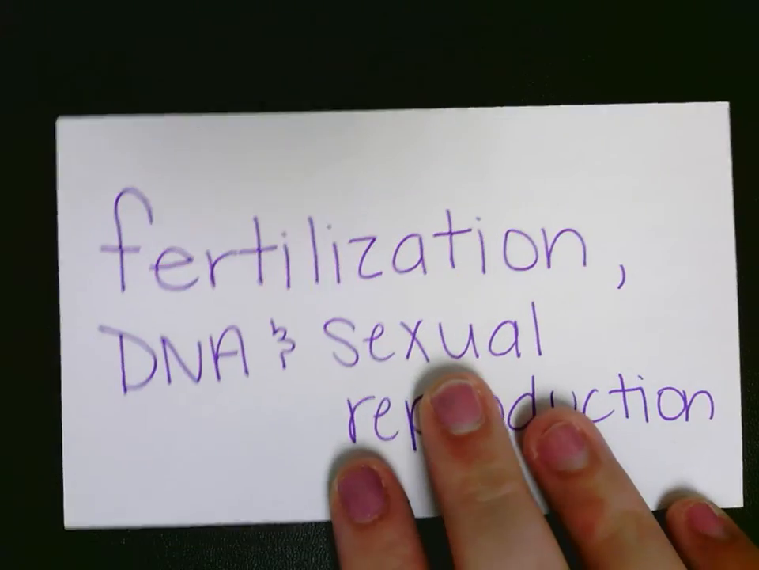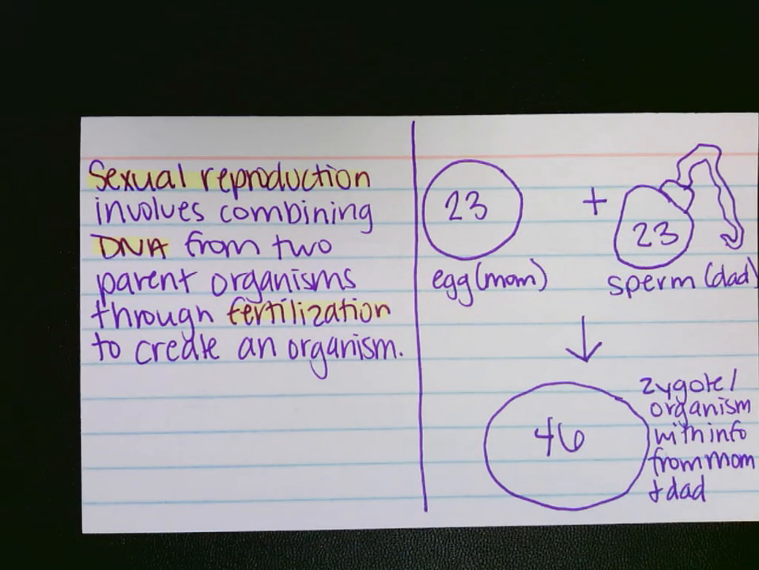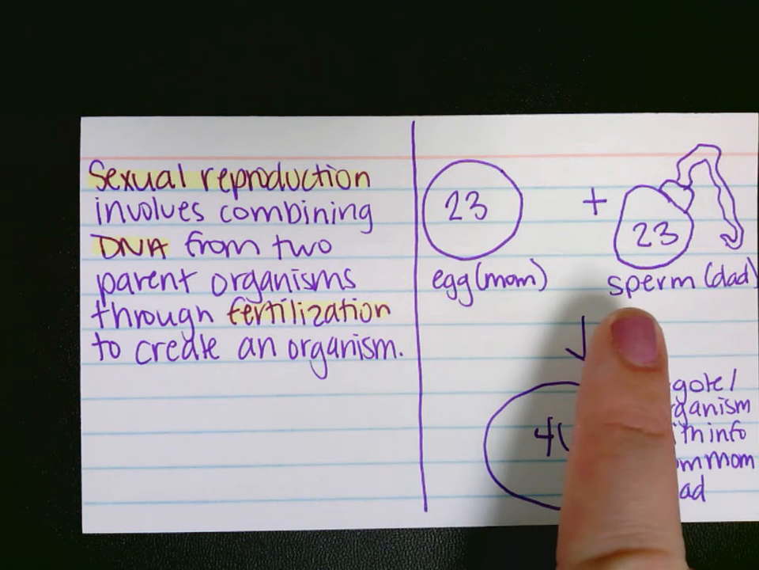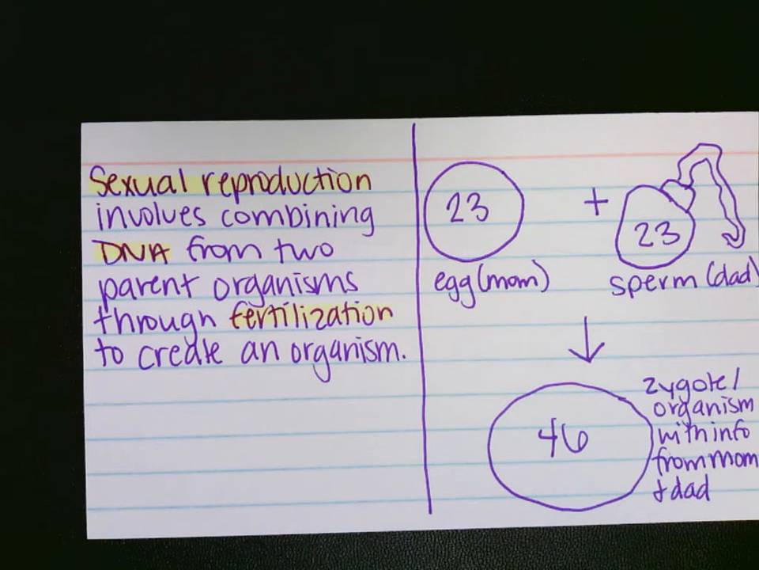And the last one, fertilization, DNA, and sexual reproduction. Pause the video and write down your answer. Sexual reproduction involves combining DNA from two parent organisms through fertilization to create an organism. So we have information from mom, information from dad, combining to create that zygote with a blend of that genetic material.